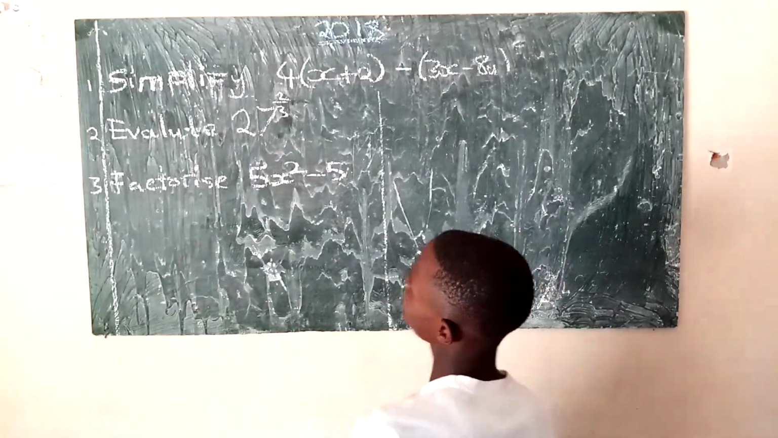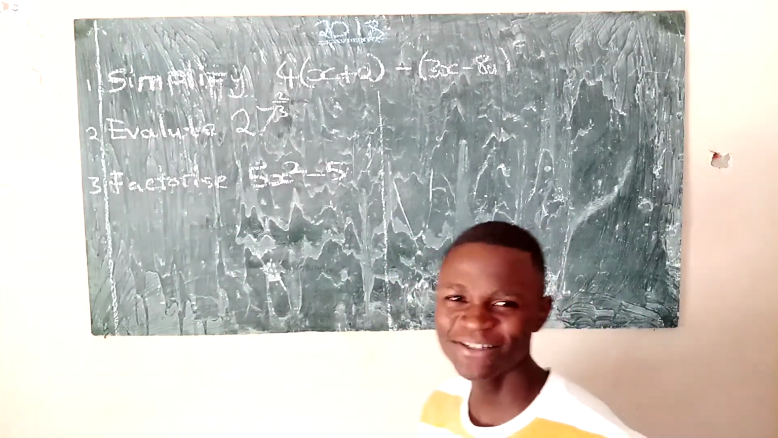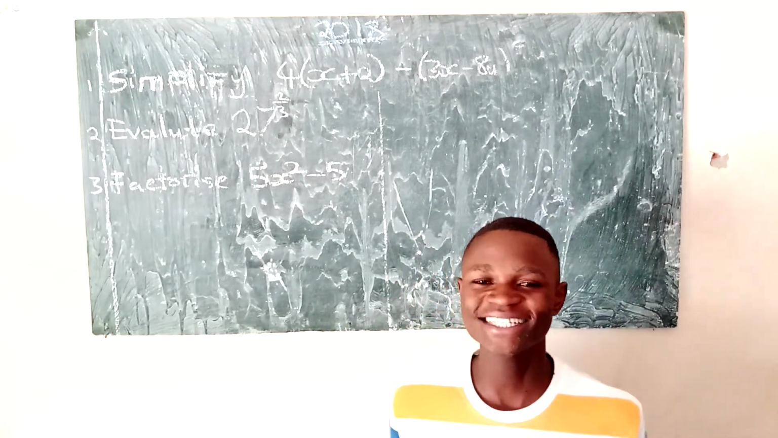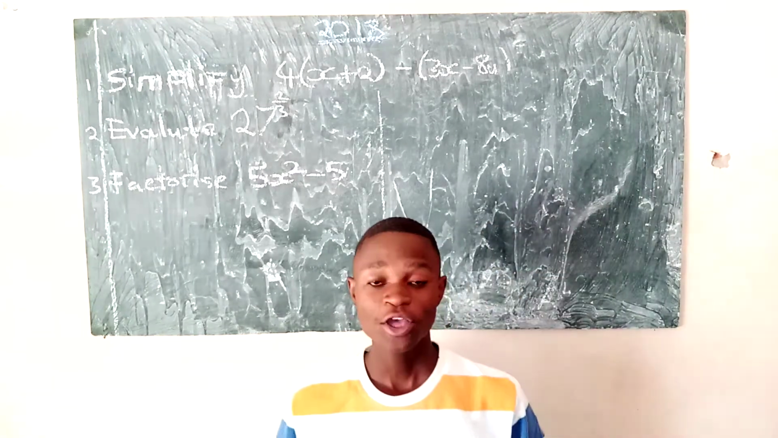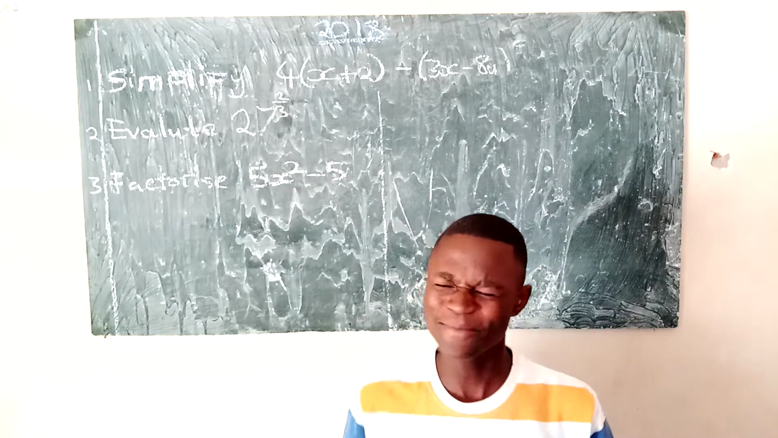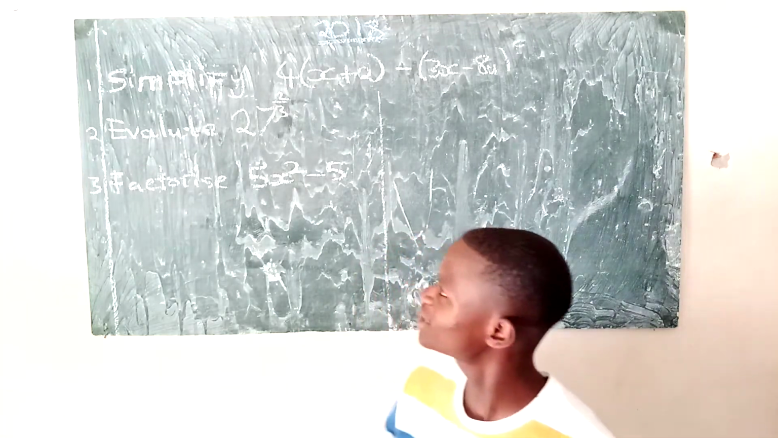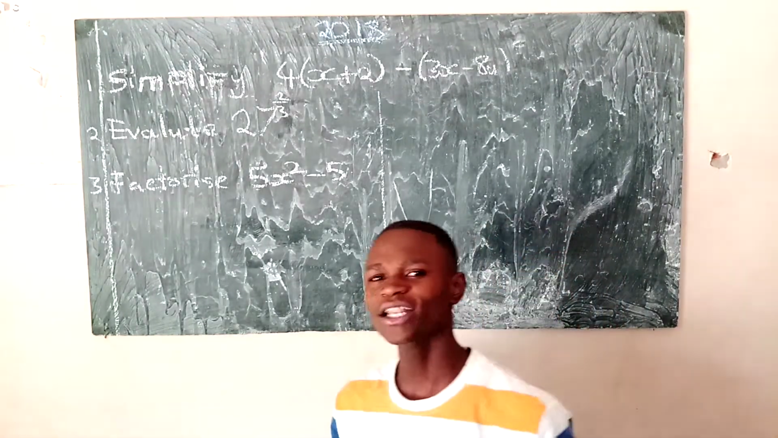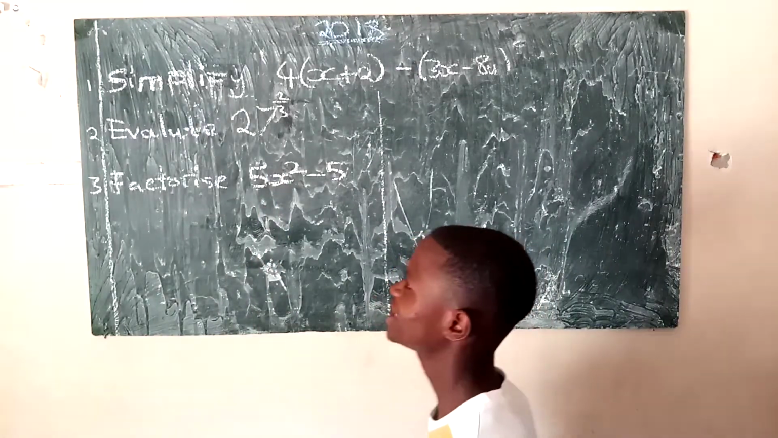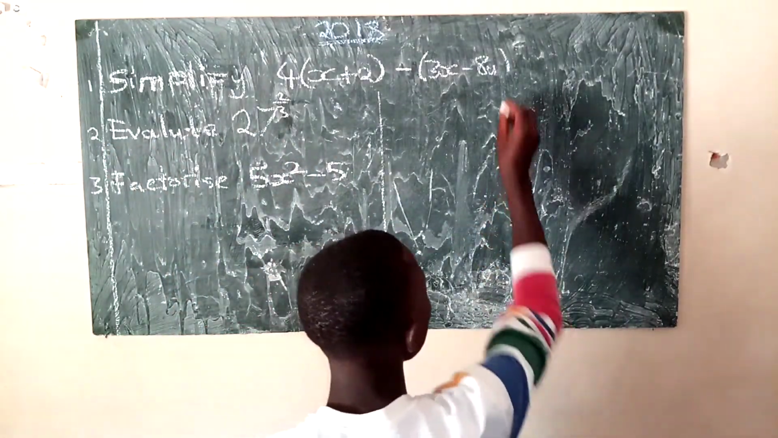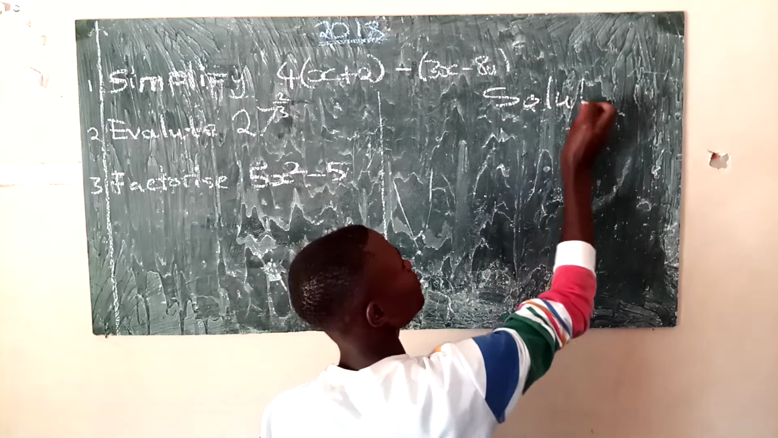The first question is saying simplify. What does it mean when they say simplify? Make it as simple as possible. So they are requiring you to simplify it, make it simple. That's all they want. Let's look at the solutions, because this is the simplest question, as the question says simplify, okay?